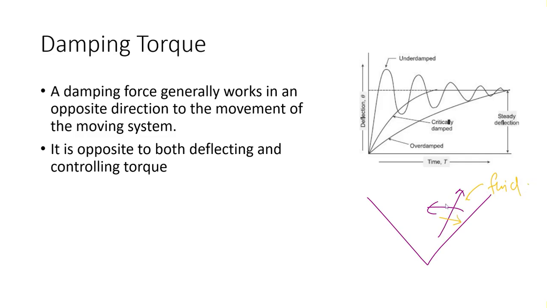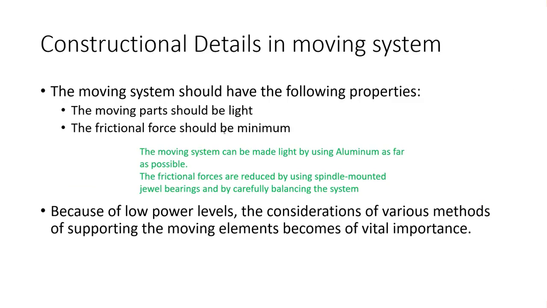That will stop both movements, this movement and this movement as well. So the damping torque is opposite to both deflecting and controlling torque, and it makes the reading visible. This needle will not vibrate, so the reading would be visible. Now let's go into the construction details of the moving system.